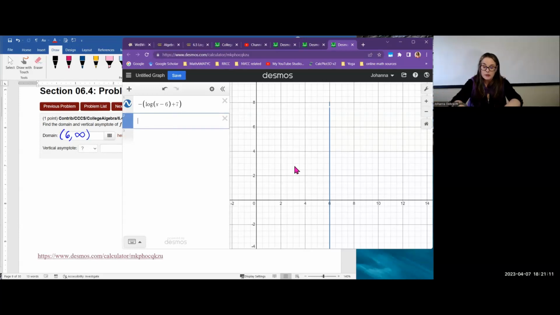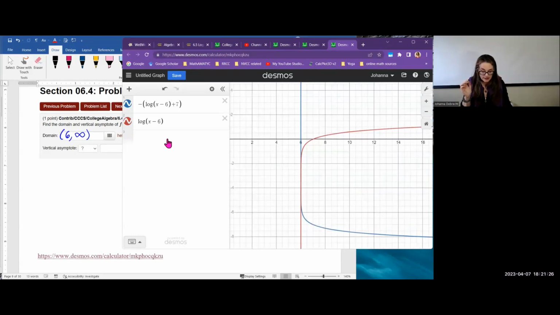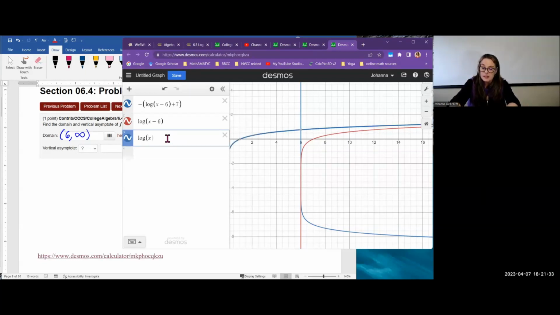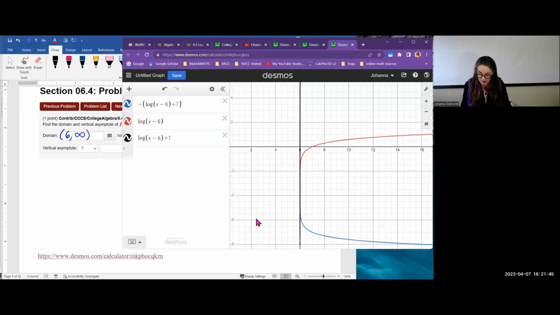So we're going to start with log of x minus 6. And this has to go in parentheses because it's the argument. So we can see that we've got the x minus 6. So this is the parent function shifted right 6. And then let's do that one shifted up 7. So log of x minus 6, plus 7. So now it's been shifted up 7, and I need to change the color so it doesn't blend in with the other one. There it is.